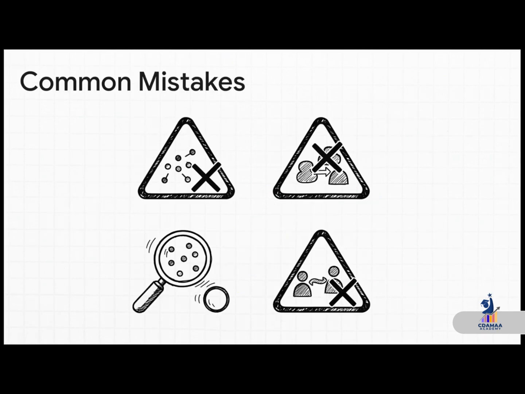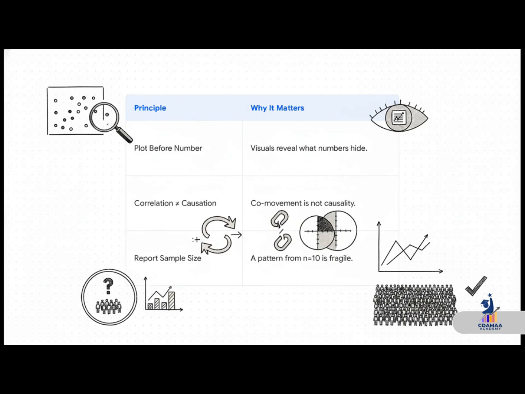So let's just do a quick recap of the common traps to avoid. Number 1, never report the number without seeing the picture first. 2, never, ever use the word causes. 3, always investigate those outliers. And 4, be careful what you're correlating. Just because you've labeled male as 1 and female as 2 doesn't mean you can correlate those numbers. They're just labels.